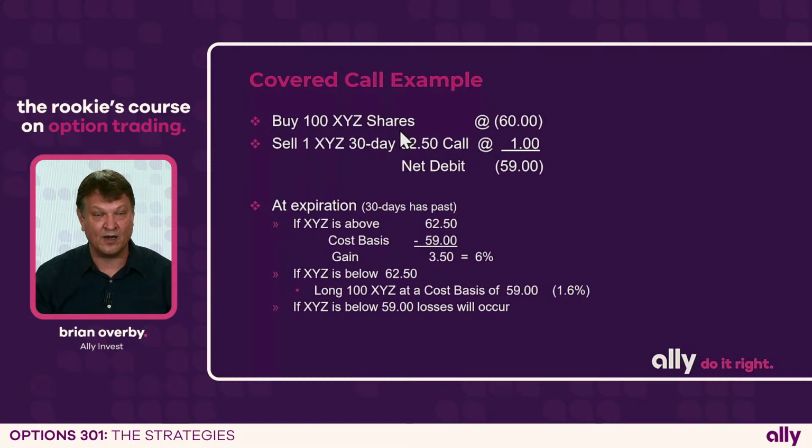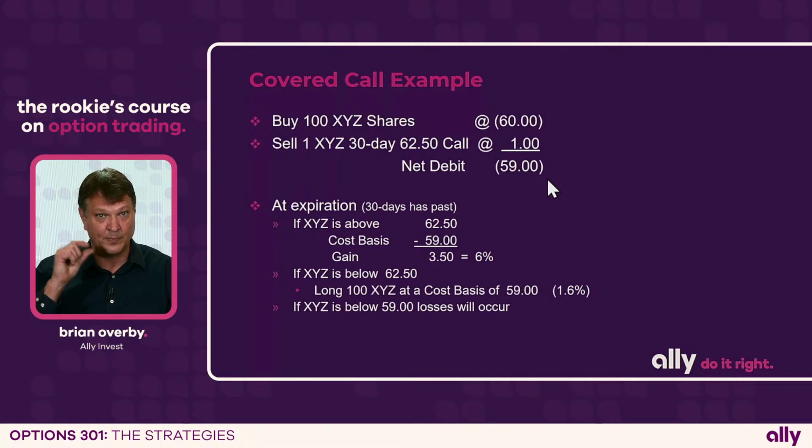But I own that 100 shares of stock. If it goes up a couple of dollars, I'm okay with selling it. I'm going to sell the 30-day call option here. I'm going to sell that. It's trading for $1. I lowered my cost basis now on the stock. If I owned it at 60, now I basically can say I own it at 59. That's the concept there, that I'm reducing my cost basis, which means I'm reducing my risk.